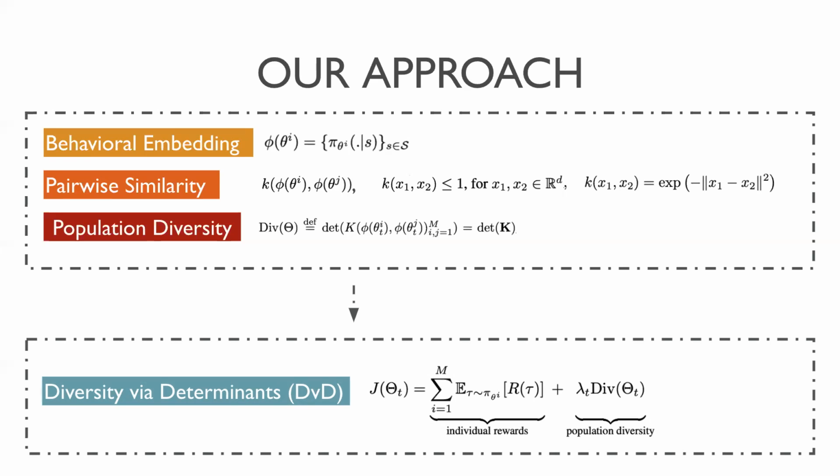So the idea here is we have multiple agents, each of which has its own parameters, theta 1, theta 2, which we call all together big theta t. And what we try to maximize is the individual joint reward plus a diversity type of term. The diversity term, in this case, is encoded by the determinant of the matrix of pairwise kernel evaluations of the different behavioral embeddings of the policies, which are random.